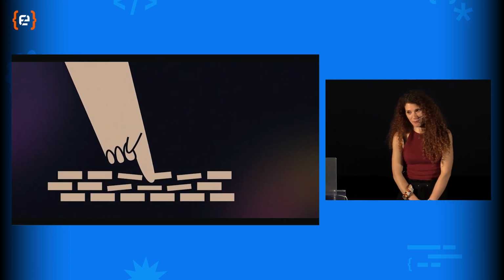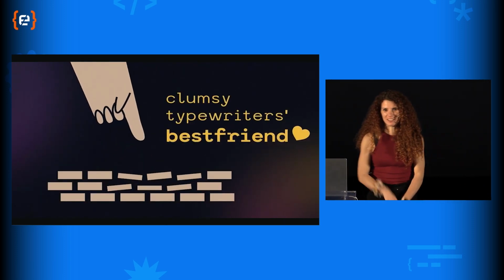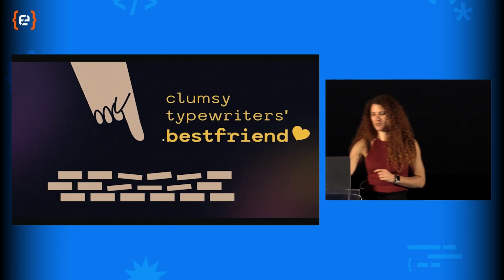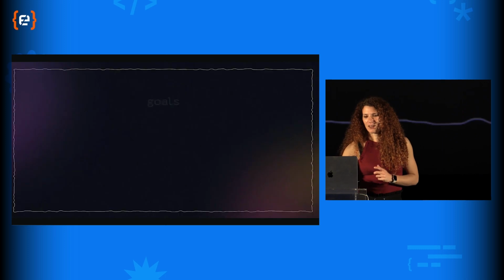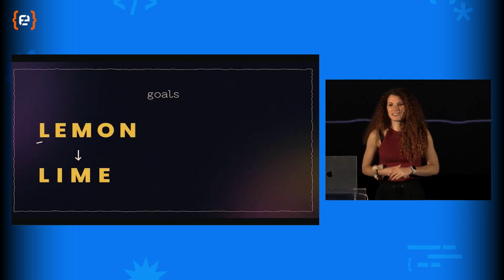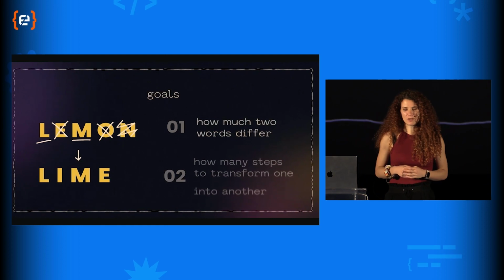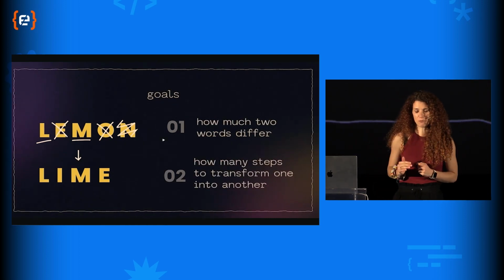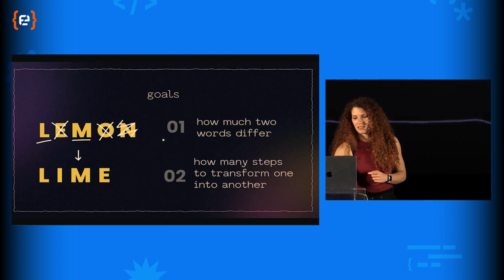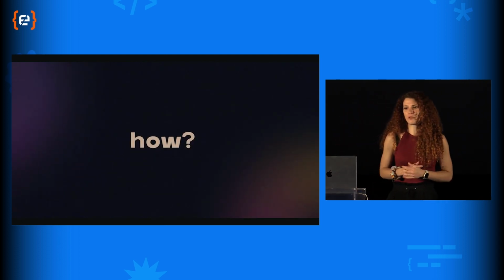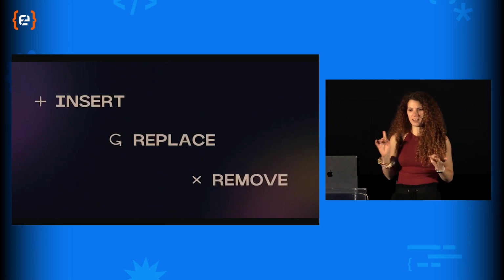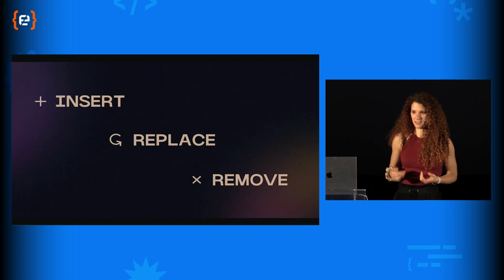The Levenshtein algorithm is also known as the clumsy typewriter's best friend. So if you are like me, and each time you write something you make mistakes, you're going to love this algorithm. Its goal is to tell us how much two words differ and how many steps we need to transform one word into another. To do that, it performs 3 operations: the insertion, replacement, and removal of an individual letter in a word.